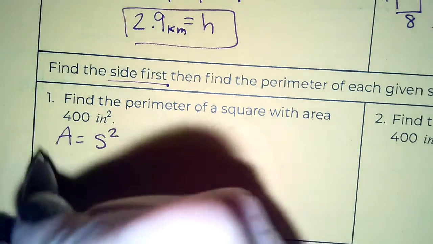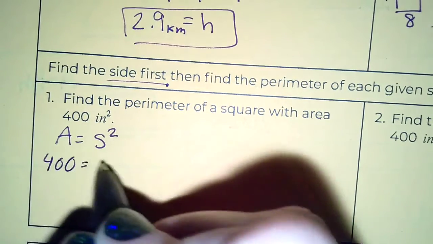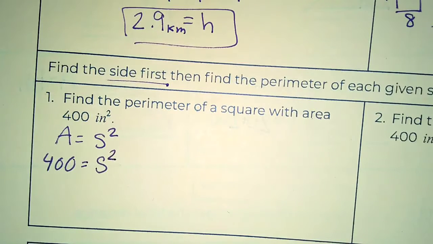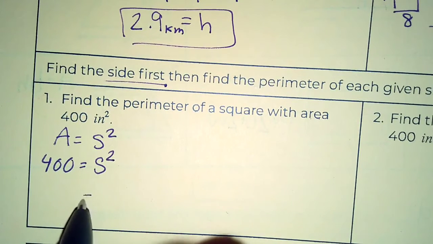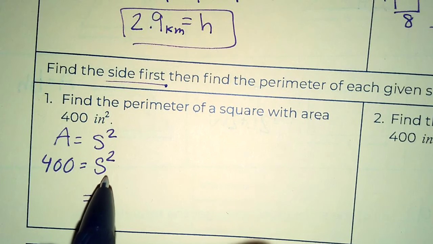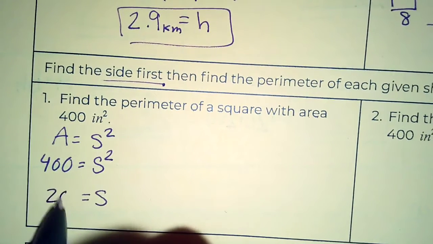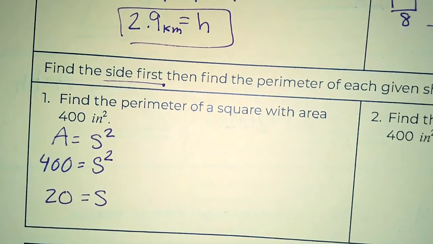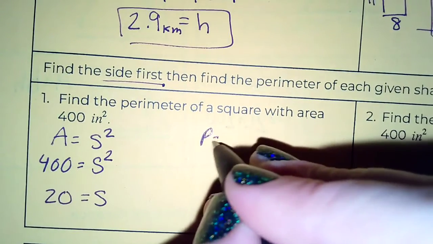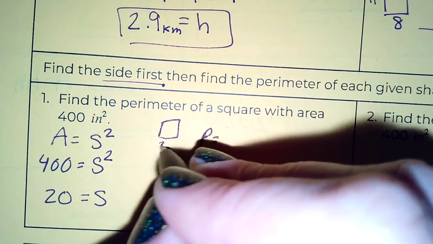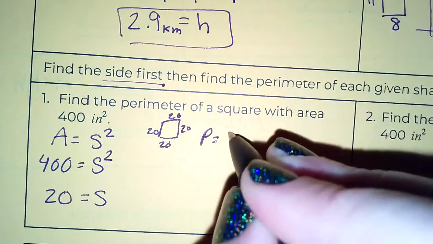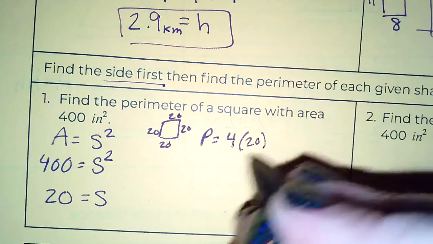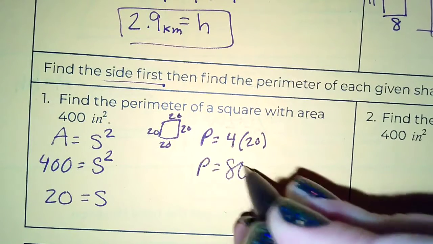So if the area is 400, and that equals side squared, I want to get side alone. I want to know how much one side is. So to get s alone, I would square root it. So s would be 20. Now to find the perimeter, I'd be adding up all of the sides. So it'd be 20, 20, 20, and 20. Or I can do 4 times 20. The perimeter would be 80 inches.